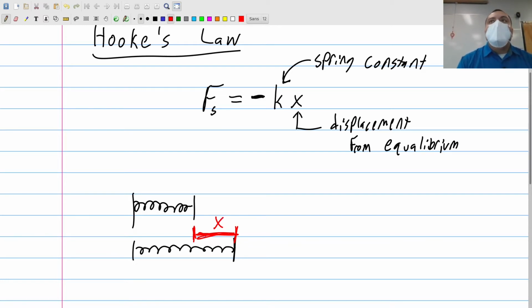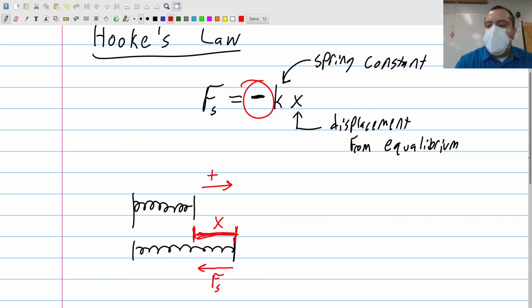Now remember, we're going to need to think about direction too, so always make sure that you decide which way you're going to call positive. I'm going to call positive to the right, in which case the x, the displacement, will be to the right, which is positive. But the force that the spring is providing, if we stretch this spring out, it's going to be wanting to pull it back. So the force of the spring is going to be pulling back that way, which means it's going to be negative, which we can predict based on that negative in the original formula.